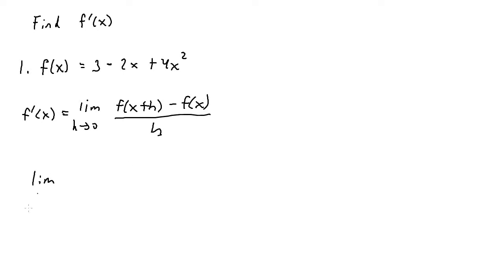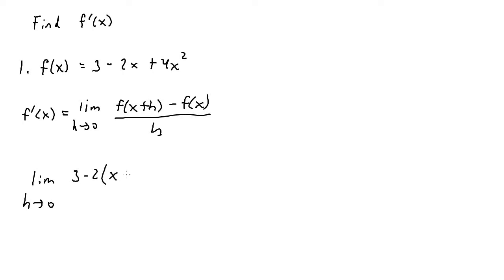So now let's go ahead and evaluate this. I'm going to rewrite the limit. So the limit as h approaches 0. Now notice we have f of x plus h. So all we have to do here is plug in x plus h, for x, into the function. So f of x plus h is going to be 3 minus 2 times, once again we're going to plug in x plus h, for x, everywhere in the function.